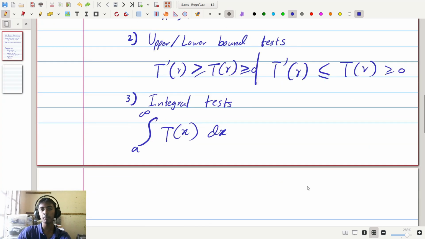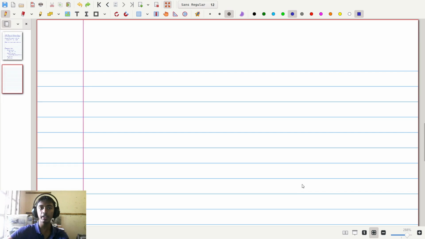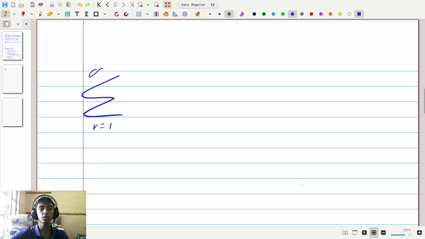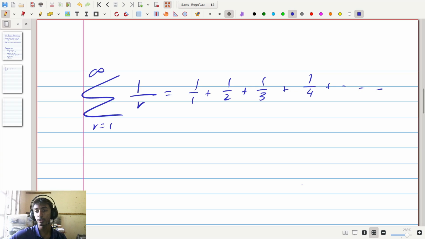A counter example for this to show that it only works in one direction is the sum sigma r equals 1 up to infinity of 1 divided by r. This is the sum of 1 divided by 1 plus 1 divided by 2 plus 1 divided by 3 plus 1 divided by 4 plus and so on and so forth. We can see that each consecutive term is less than the previous term. A half is less than 1, a third is less than a half, a fourth is less than a third, and so on.